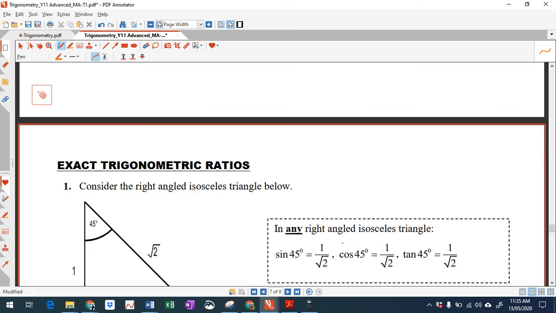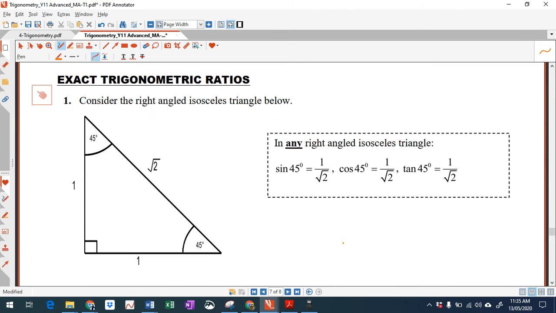I may as well look at exact trigonometric ratios as well. Okay, so we've also looked at exact ratios, and if you look at this right angle triangle, it's isosceles, and so we've got 1, 1, root 2.